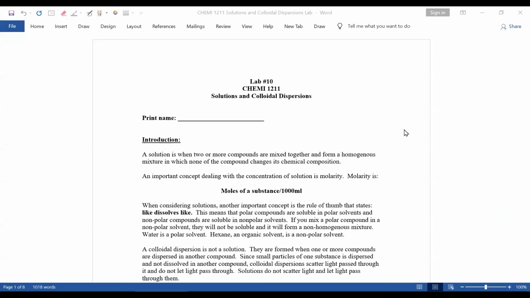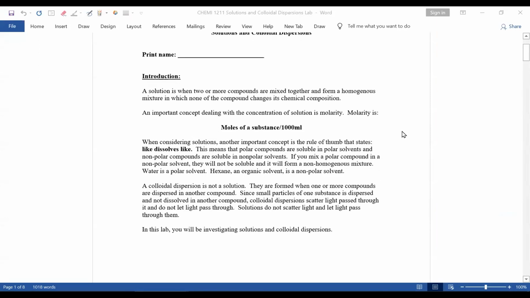All right. Today's lab deals with solutions and colloidal dispersions, which you've been learning about. And as you know, a solution is two or more compounds mixed together to form a homogeneous mixture. That means it's the same throughout, in which none of the components or compounds change its chemical composition. They don't react.